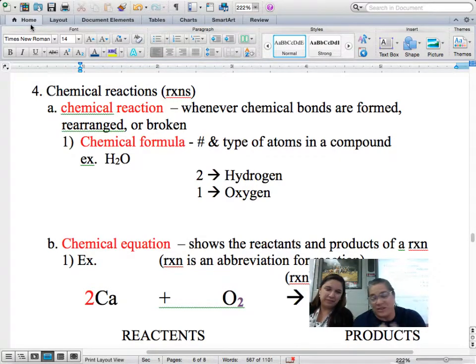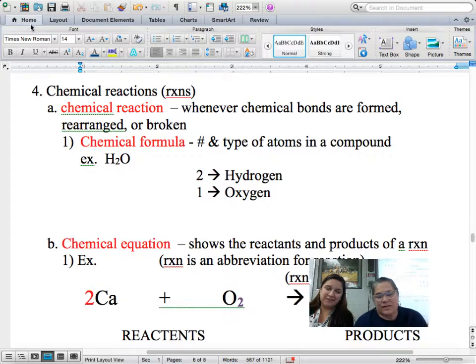Chemical formula is something that we need to know first. And a chemical formula tells us how many and the types of atoms in a compound. Okay, so water is our example. And in water, we know it's H2O. And that means it has 2 hydrogen and 1 oxygen.